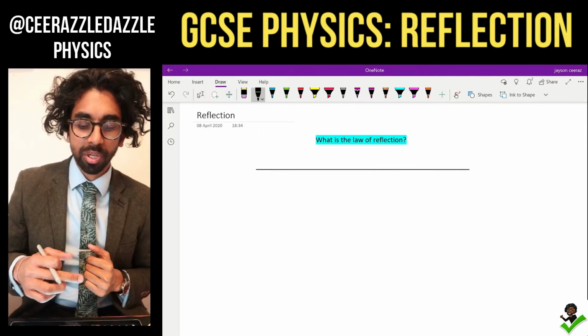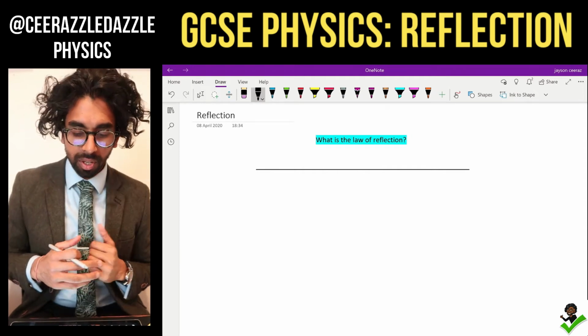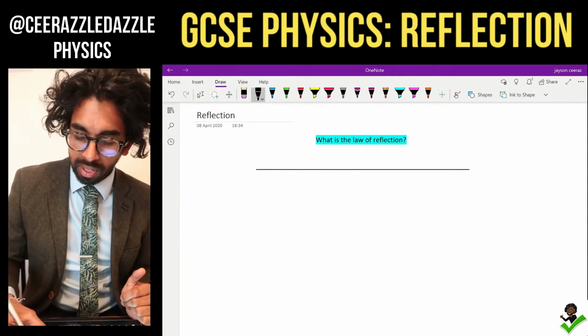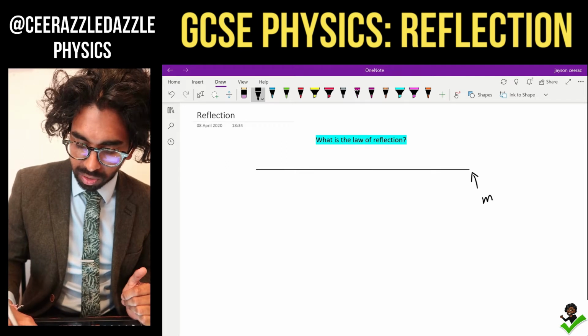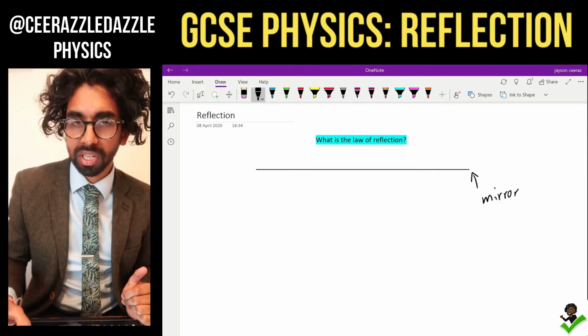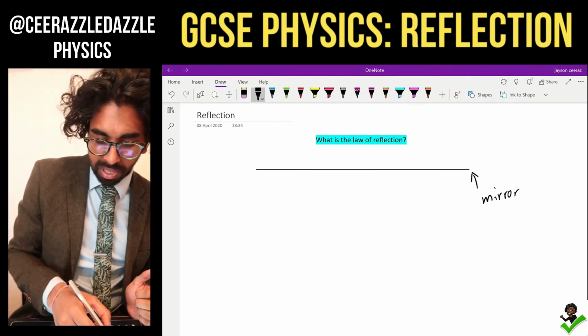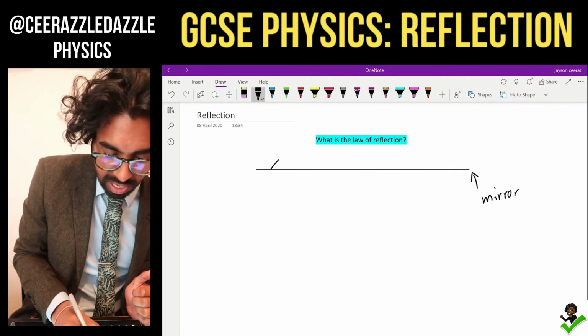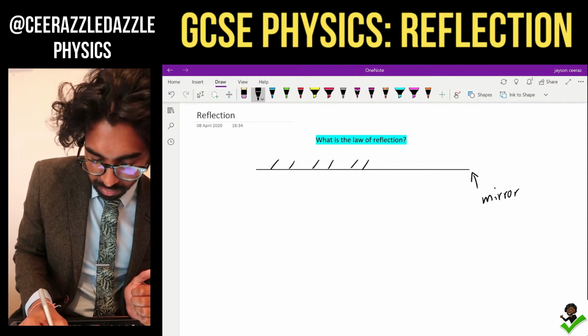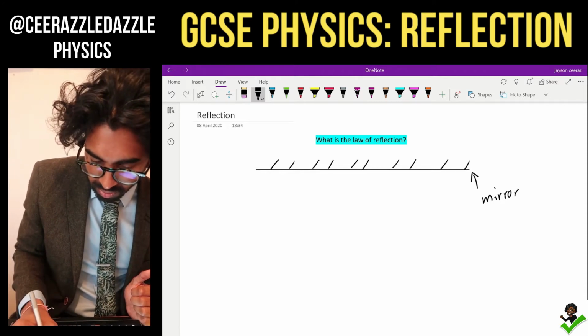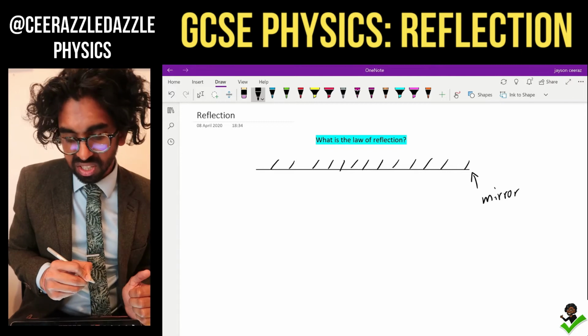In today's session we're going to be talking about the law of reflection. Okay, so what is the law of reflection? First of all, let's start to draw a mirror. Hopefully we all know that in a mirror we can see our own reflection. In physics, they draw a mirror by simply having a straight line and having these dashes all across it. So if you ever see this in any kind of textbook, that means it's a mirror.